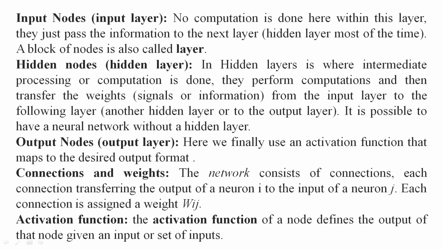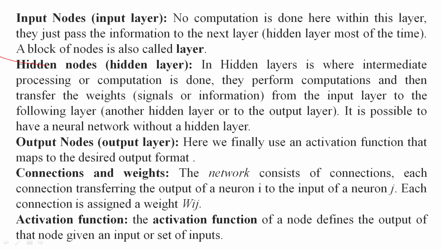Generally, they are called x1, x2, x3, like that. Okay? Mostly the operation is done, whatever we discuss, the operation will be done at the hidden layer. A block of nodes is also called a layer. Input node or input layer cannot perform any operation because there is no prior input. It's just to simply pass the information by adding a weight.